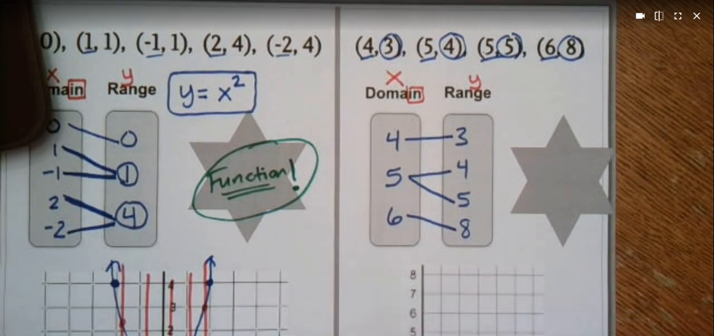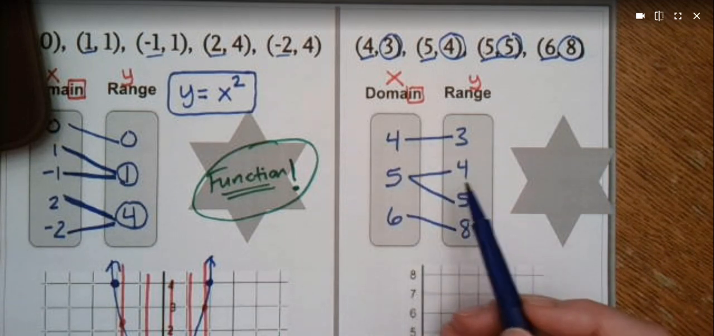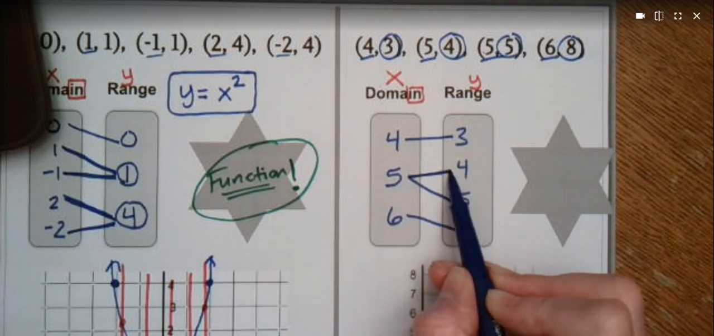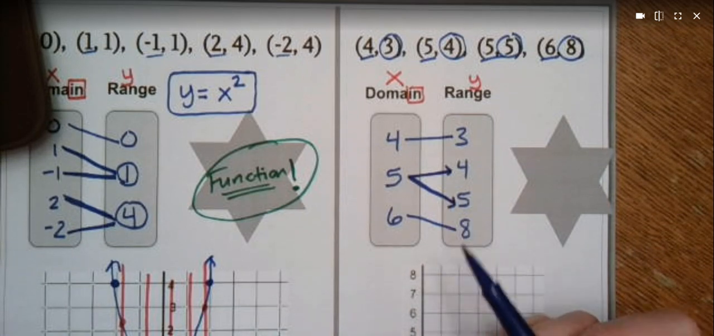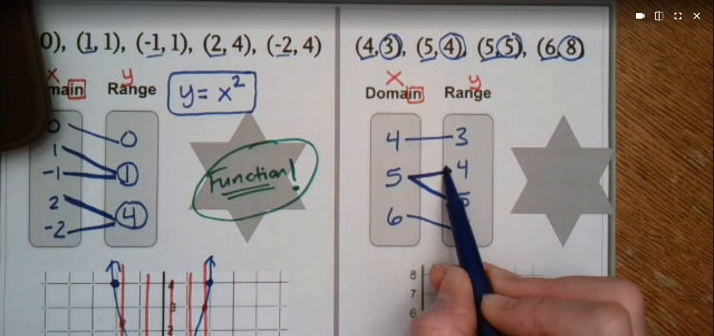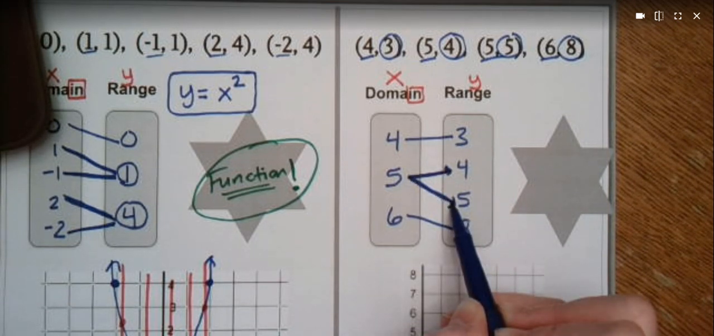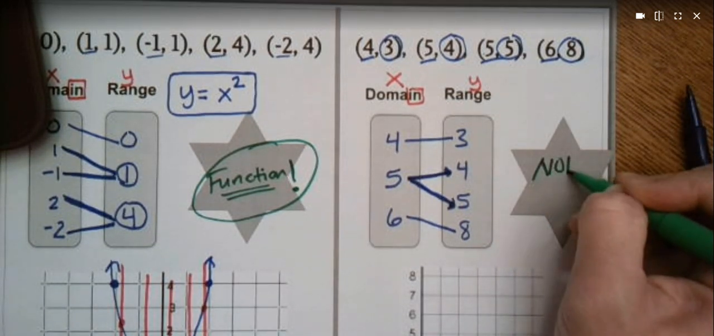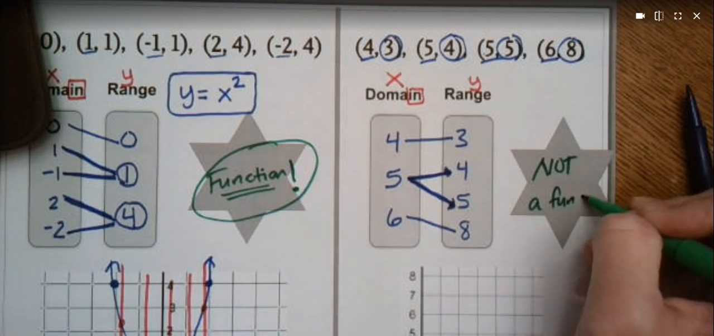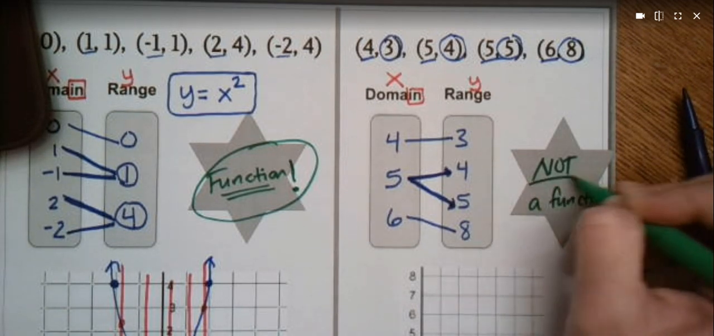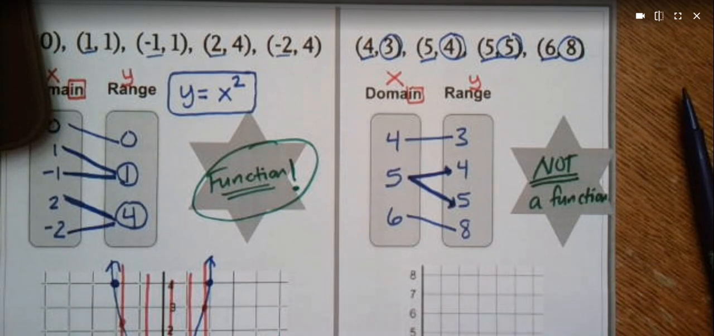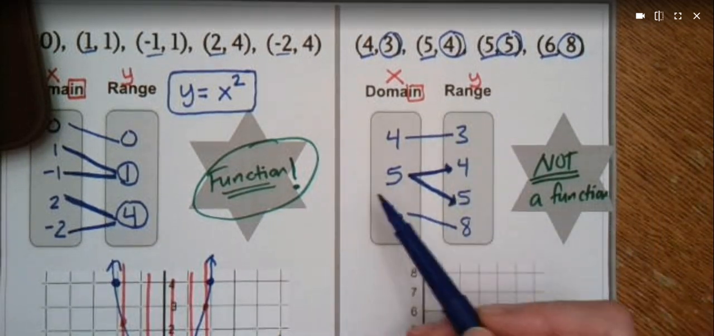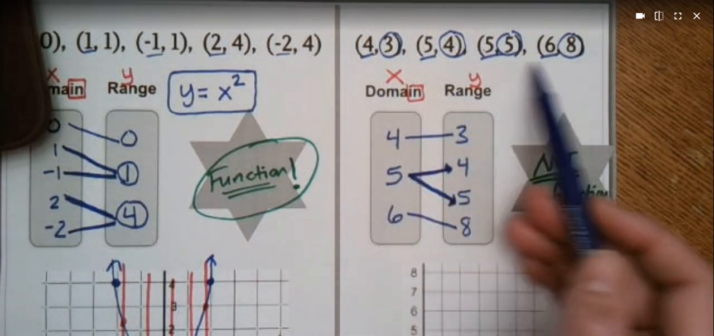Okay, now take a look at your mapping diagram. Is this possible? Could 5 be paired with 2 different outputs? So kind of relate this with the birthdays. Could this person have 2 different birthdays? No, this is impossible. So this is going to be not a function. So I want to write that in my notes, not a function. Okay, that means there's no way that you could write a function rule for this relationship or set of ordered pairs.